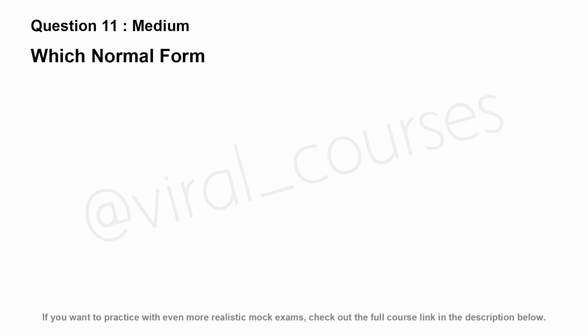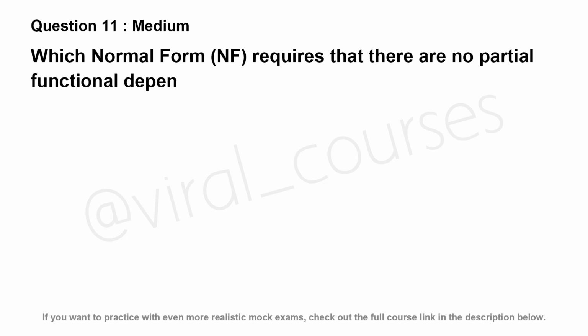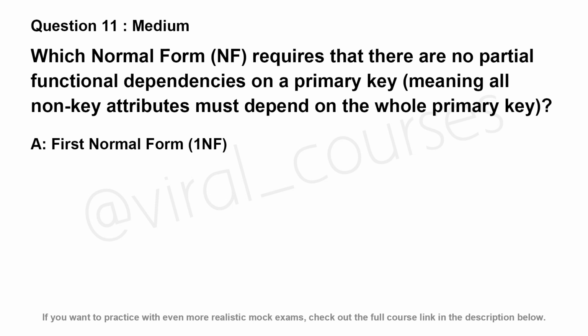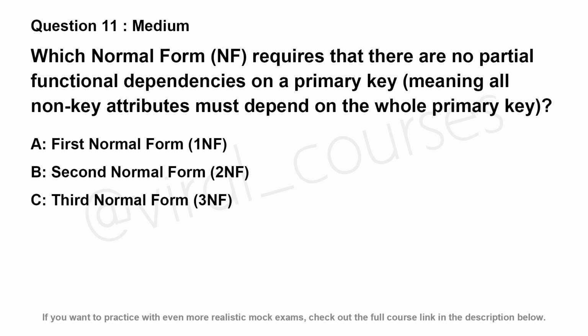Which normal form (NF) requires that there are no partial functional dependencies on a primary key, meaning all non-key attributes must depend on the whole primary key? Option A. First normal form, 1NF. Option B. Second normal form, 2NF. Option C. Third normal form, 3NF. Option D. Boyce-Codd normal form, BCNF.